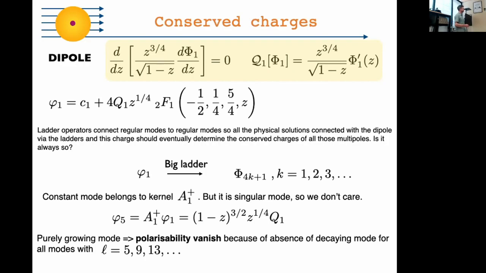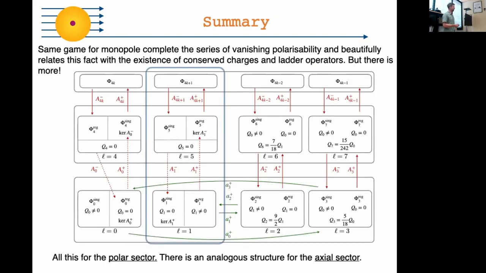Okay, so you can do the same thing with the monopole, which I will not go through, but with the analogous monopole you complete the full tower of odd multipoles for which the polarizability vanishes. So this is basically the summary of everything you can do with the ladder operators and which are the charges. I would like to focus only on this one, which is the one I described.